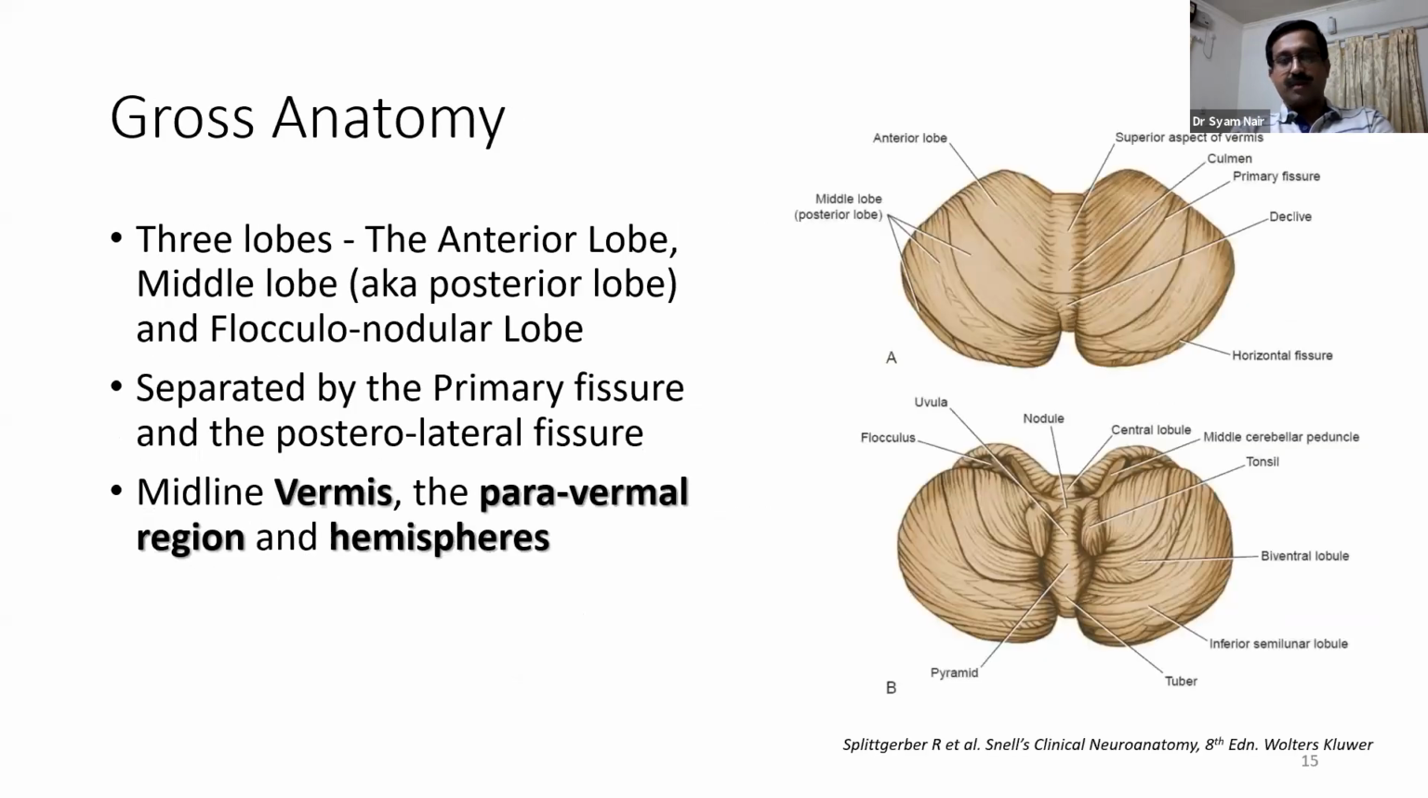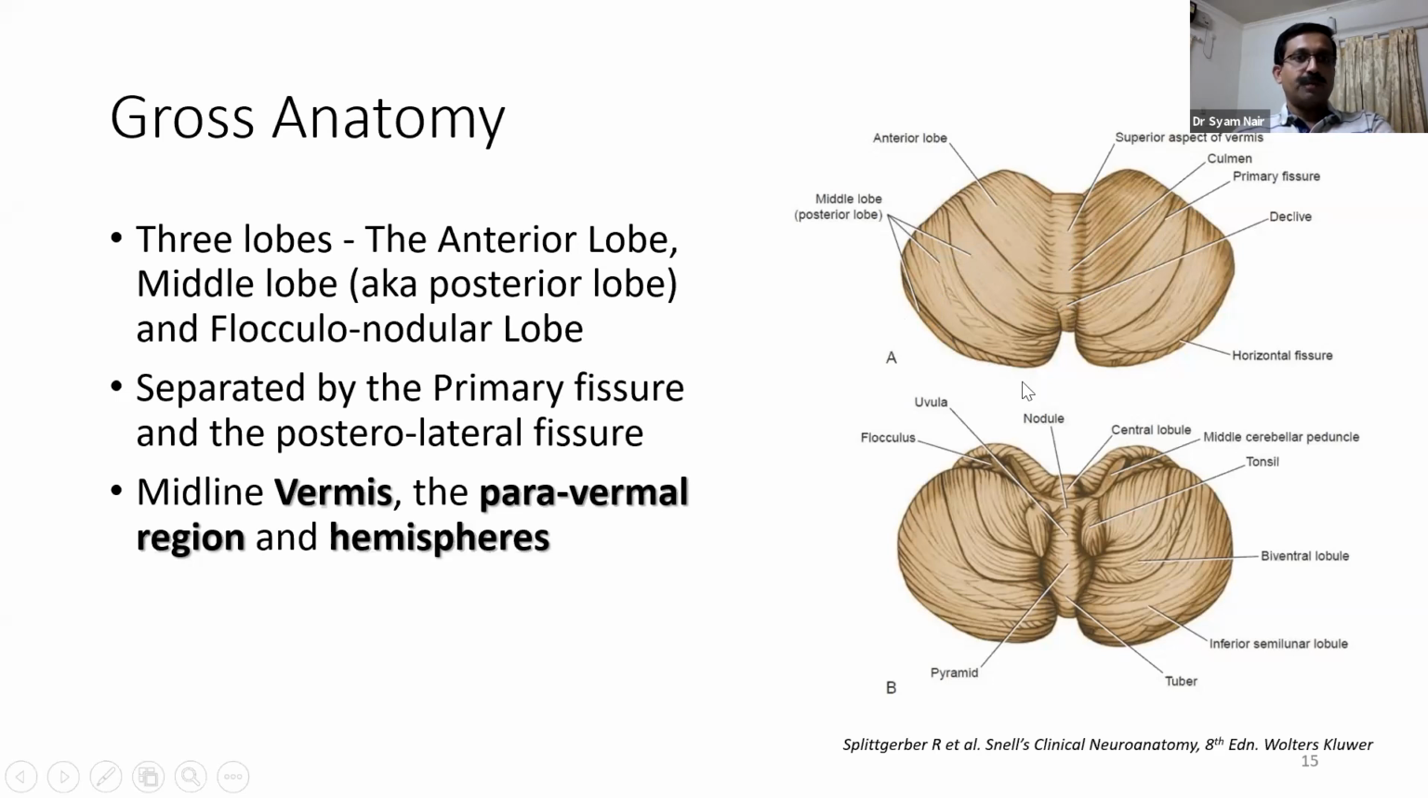Coming to the gross anatomy of the cerebellum. Cerebellum has three lobes: the anterior lobe, the middle lobe, which is also known as the posterior lobe, middle lobe and posterior lobe being the same, and the flocculonodular lobe. The anterior lobe is separated from the posterior lobe by the primary fissure. This is the superior surface of the cerebellum. You can see this is the primary fissure, and this is the anterior lobe, and this is the posterior lobe. The posterior lobe forms the major part of the cerebellum.